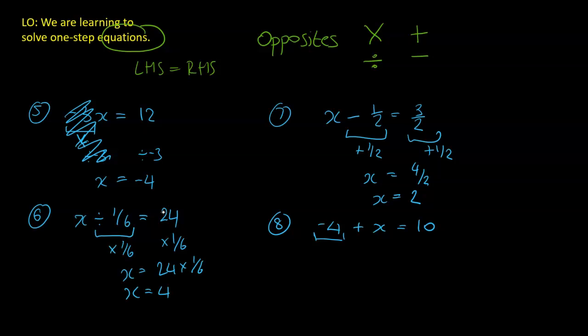To get rid of a negative 4, think of it as a minus 4. Opposite of a minus 4 is plus 4. So we've plus 4 on that side. Don't forget there's the equal sign, which means we need a plus 4 on the other side as well. And then that there is going to be x equals 14.